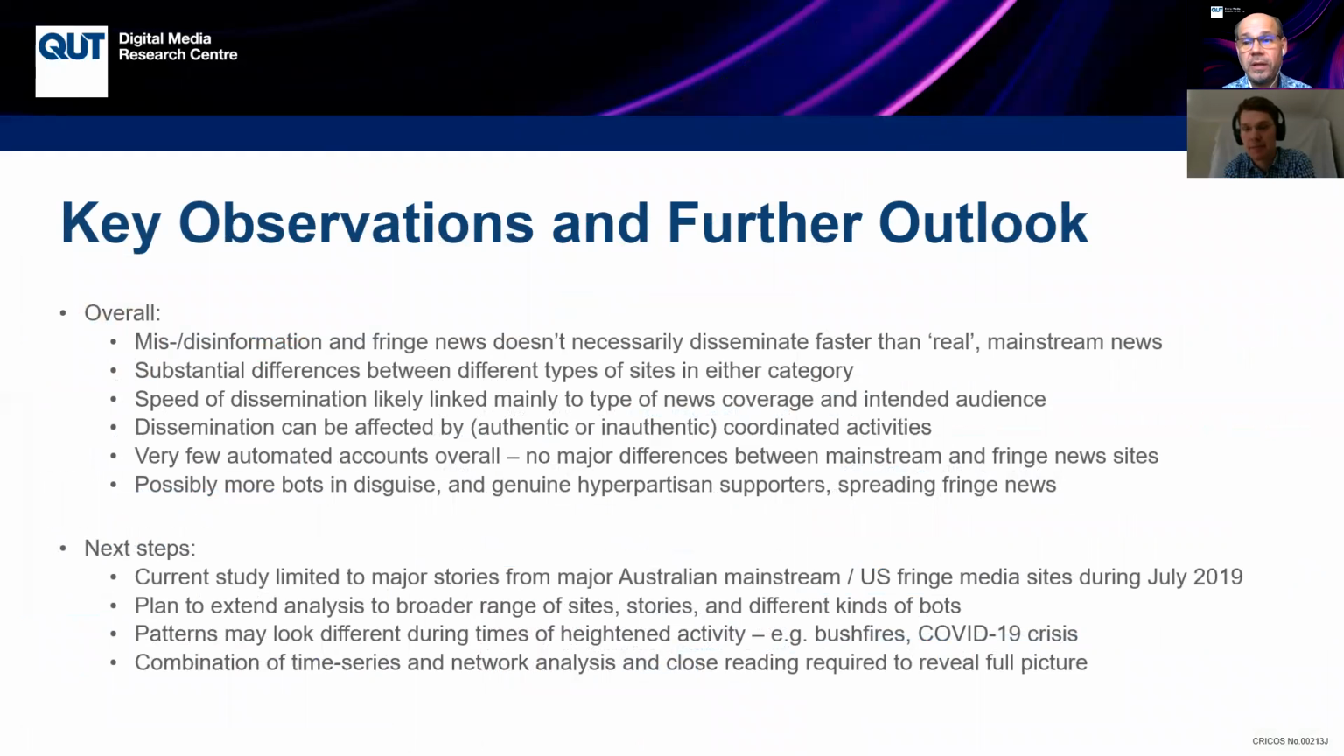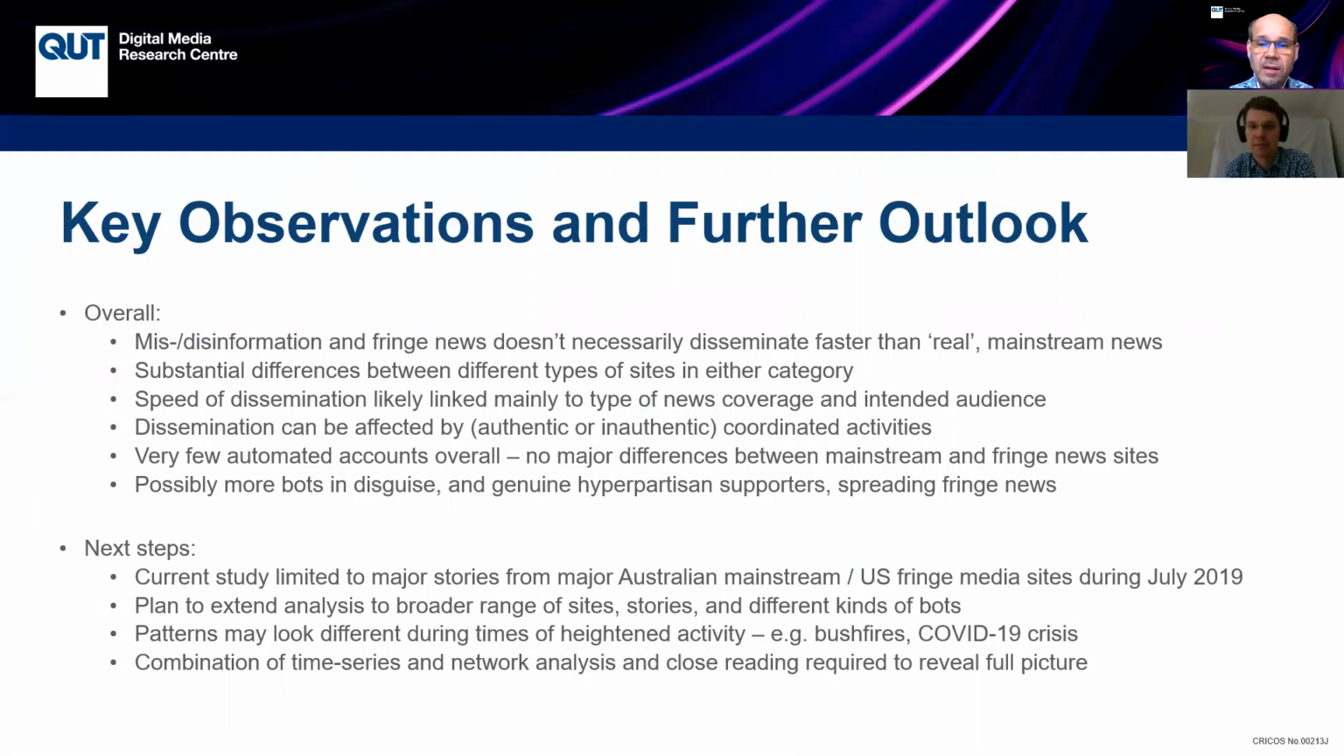So overall, what we're finding with all of this is that mis and disinformation, or fringe news more generally, doesn't really disseminate any faster than real or mainstream news. Both types of sites get to the full dissemination that they have after two months from the first post, roughly in the same time. The curves are actually quite similar. There are differences more between different types of sites in either of these categories than there are between fringe news sites and mainstream news sites as such.